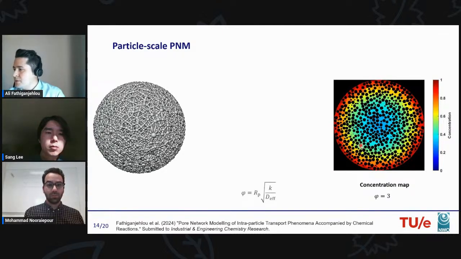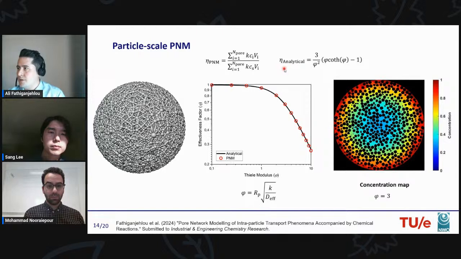The ratio of the reaction rate to the diffusion rate can be characterized using a dimensionless number, which is called the Thiele modulus, or phi. Another important dimensionless number is the effectiveness factor, or eta. The effectiveness factor shows the ratio of the reaction rate inside the particle with respect to the reaction rate inside the particle when the whole interior volume of the particle is exposed to the boundary condition.